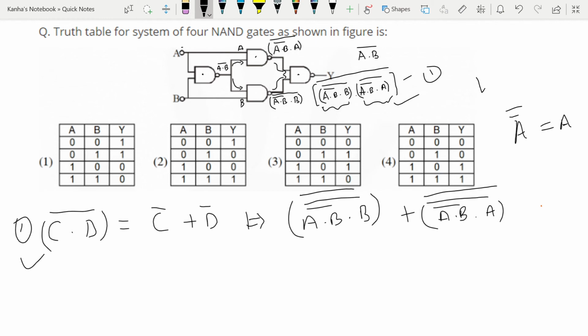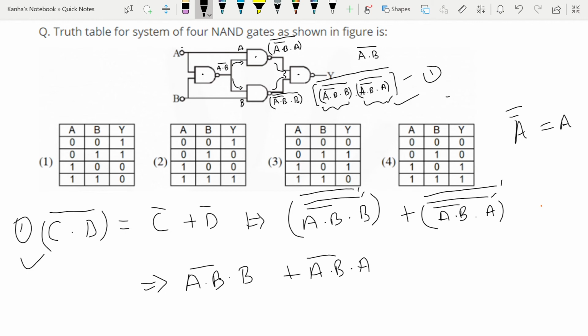What this means is, if you have a NOT gate, you start with A, you get from here A bar, you put it inside another NOT gate, you get back A. So when I do this, these two cancel. What am I left with? I am left with A dot B bar dot B plus A dot B bar dot A.